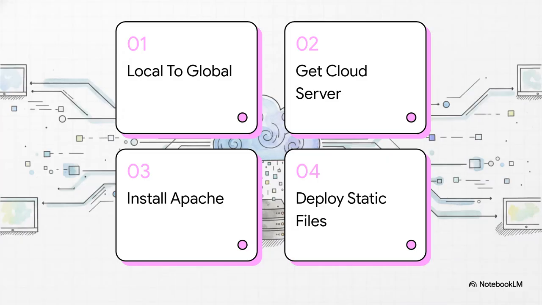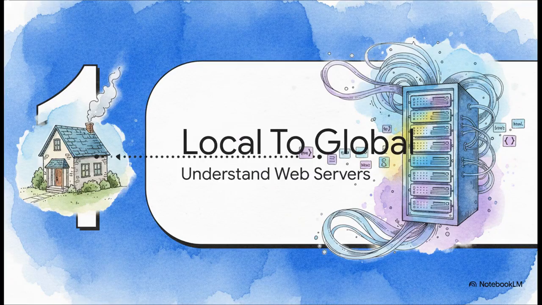To get there, here's our game plan for today. We'll go from local to global, get your cloud server up and running, install the Apache web server, and finally, deploy those static files. Starting off with Section 1, Local to Global.